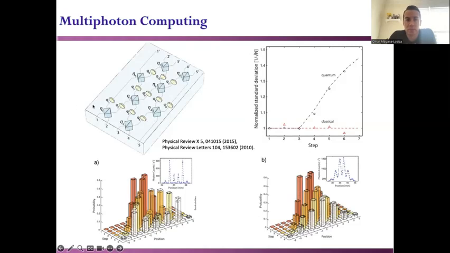The step is given by different Mach-Zehnder interferometers. For example, this will be one step, another step, another step, and another step. So we see that the complexity does not increase with the number of steps in your circuit. But when you use multiphoton interference, you see that the standard deviation increases, and this is good for quantum information processing.